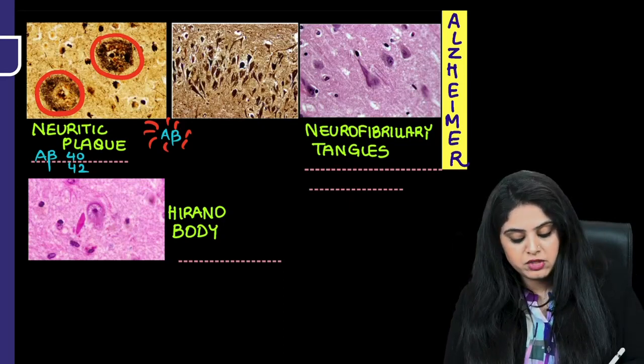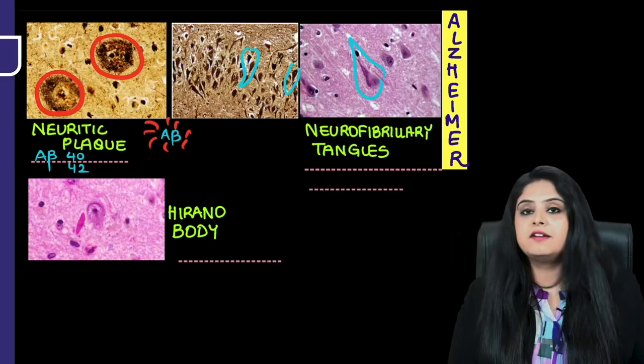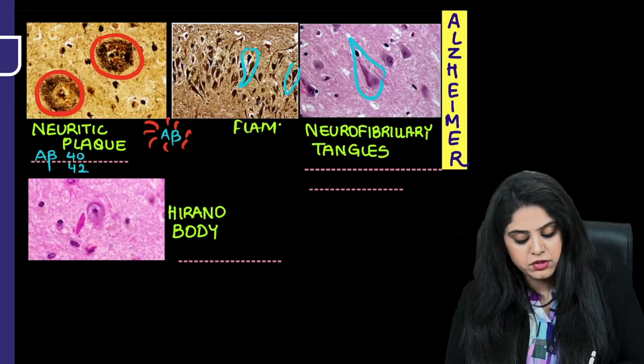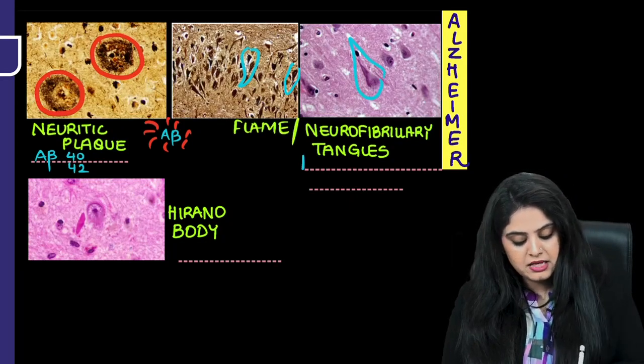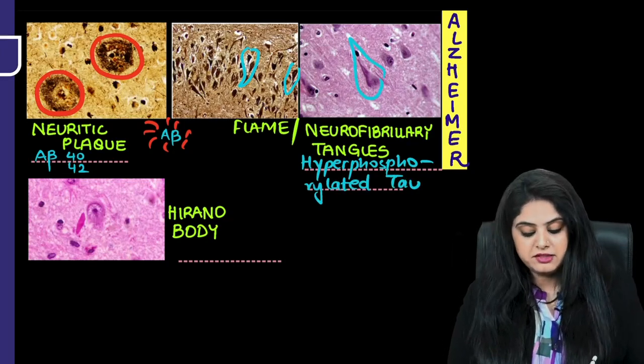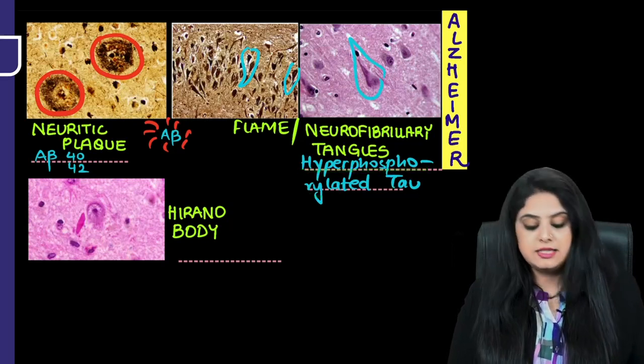Then the next set of pictures shows you these cells which are on fire. These fire cells are referred to as flame cells or neurofibrillary tangles, whatever you want to call them, and they are made up of the very famous hyperphosphorylated tau protein. This is a question that you get, and you have got it in the exam earlier. These flame cells are made up of hyperphosphorylated tau protein.